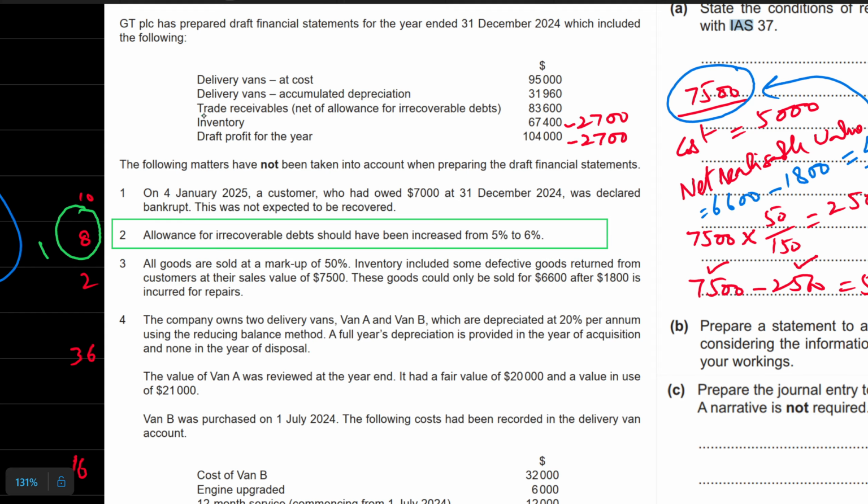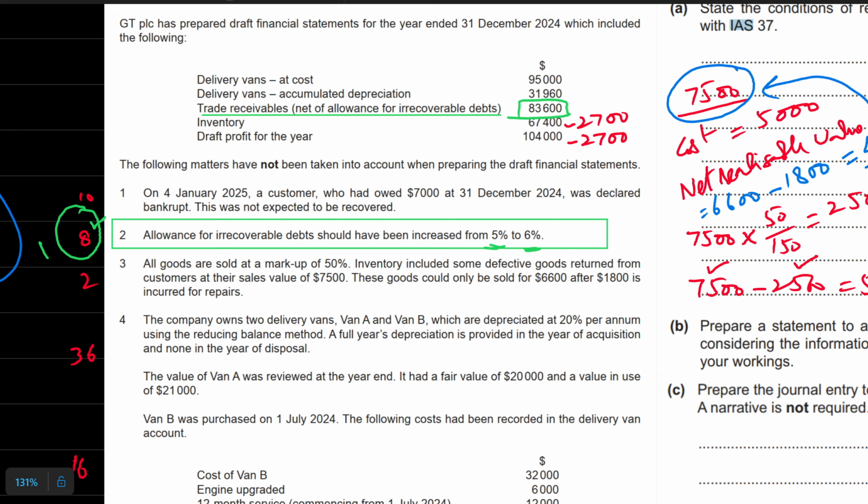Trade receivables net of allowance for irrecoverable debts was 83,600. It means they have already deducted the provision for doubtful debts. Allowance for irrecoverable debt should have been increased from 5% to 6%. This is a change in accounting estimates. That's why it will be dealt with in IAS 8.